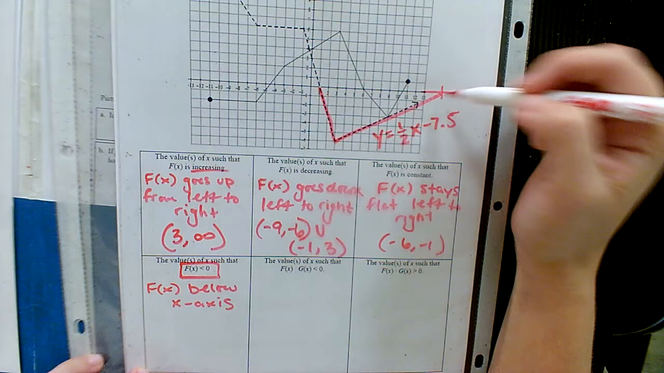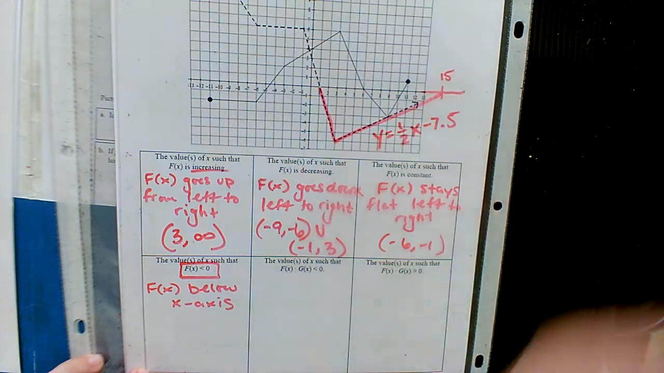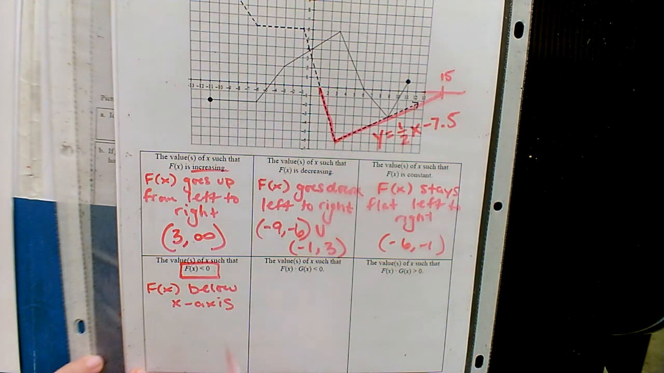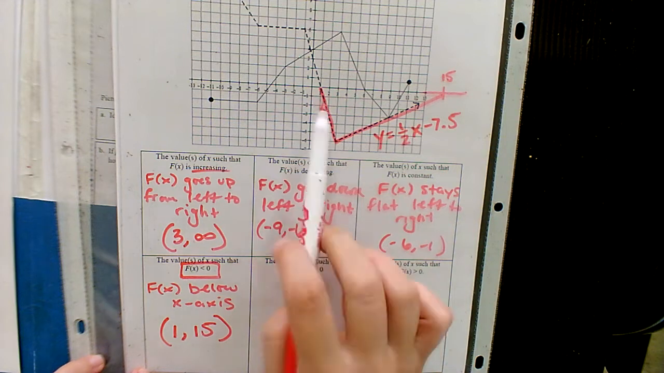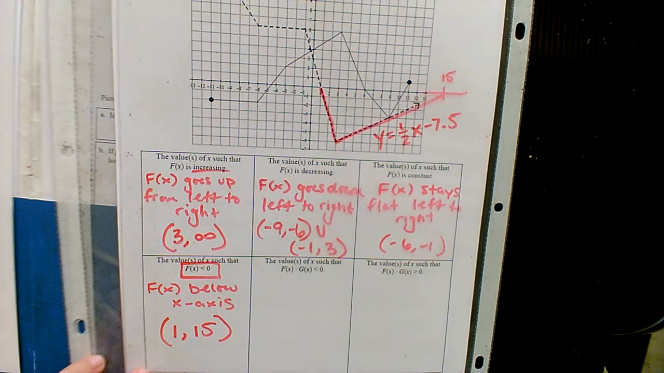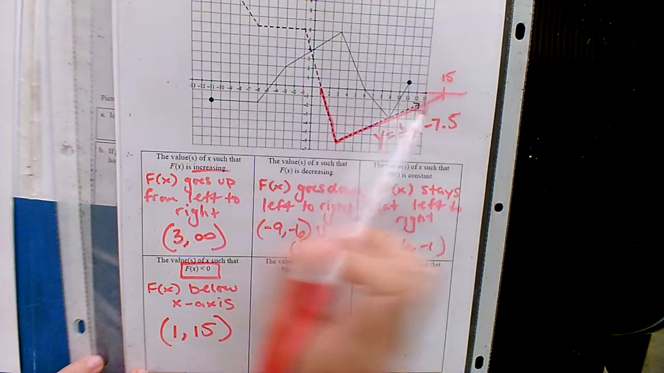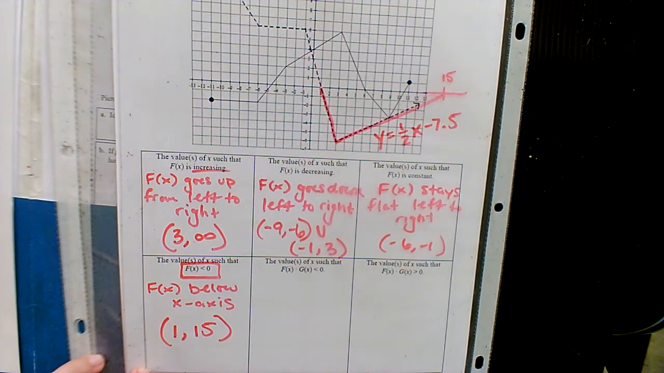Where did we say that x-intercept was again? Was that 15? Okay. Yeah, it would be 1 to 15. Parentheses for both. All right, so the dotted graph is below the x-axis from 1 to 15. The question at hand is where are we below, but notice how at 1 and 15 you are on the x-axis, so we cannot include those, meaning we would have parentheses.